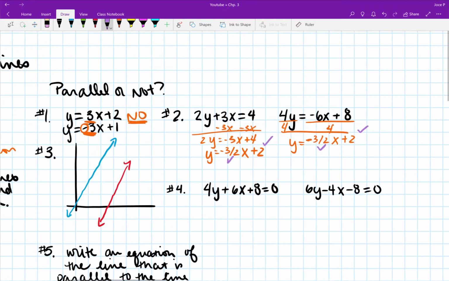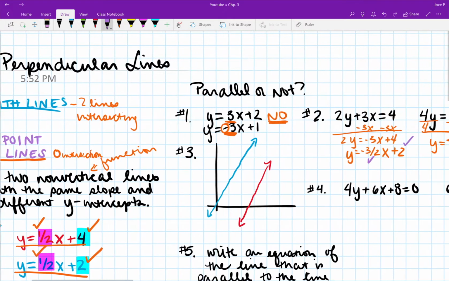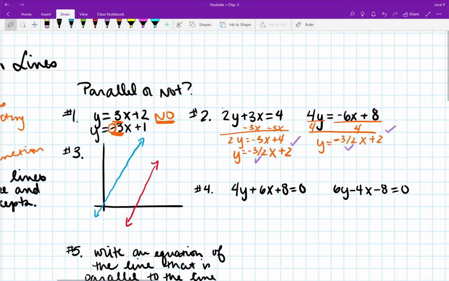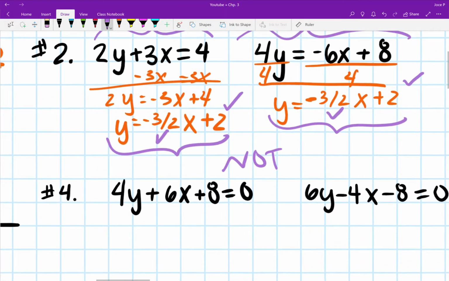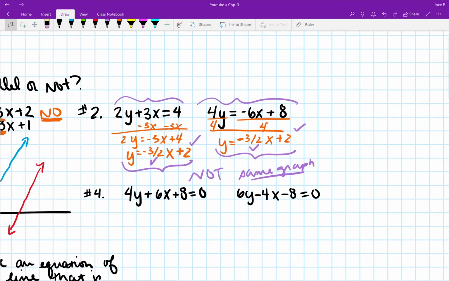So remember what I said earlier about the number 1 example, where they are the same graph and you wouldn't be able to tell? Originally, these two equations look vastly different. They look like different equations, but when you break them down, they are actually the same equation, hence they have the same graph. These are not parallel because they are the same graph, which means in mathematical terms, they have infinitely many solutions.